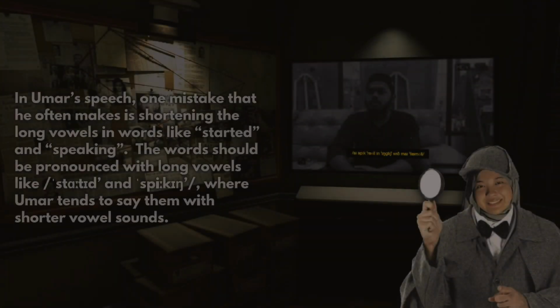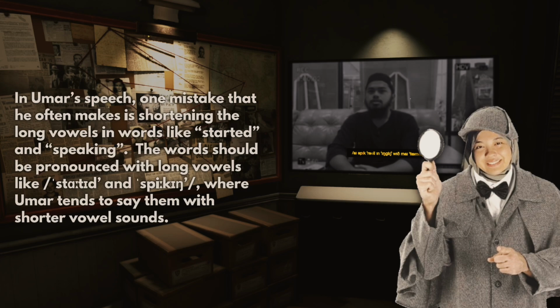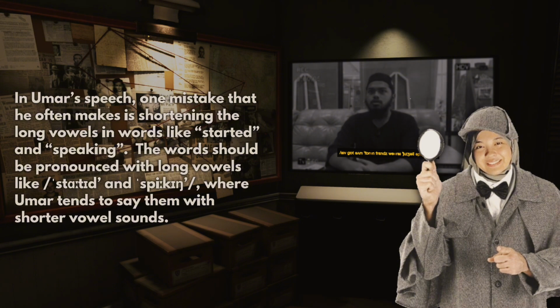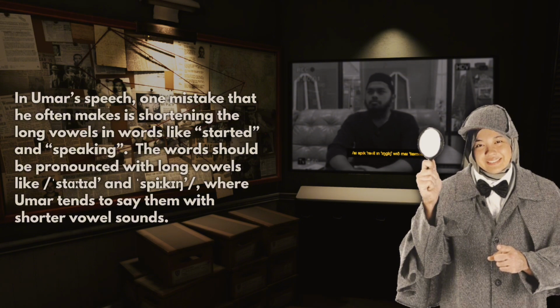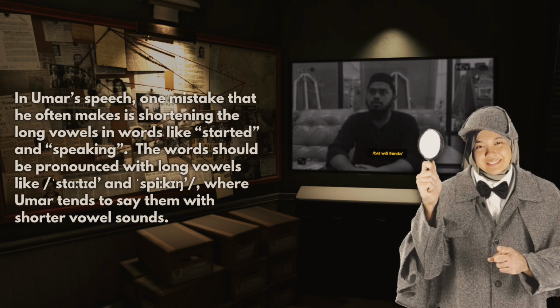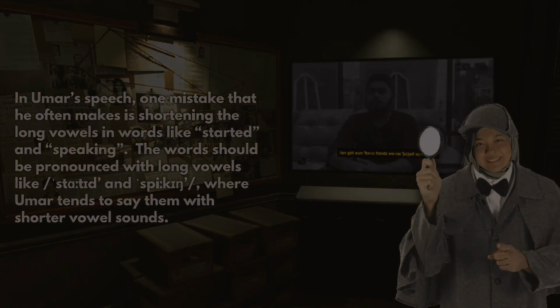English with. In Umar's speech, one mistake that he often makes is shortening the long vowels in words like started and speaking. The words should be pronounced with long vowels, but Umar tends to say them with a shorter vowel sound.